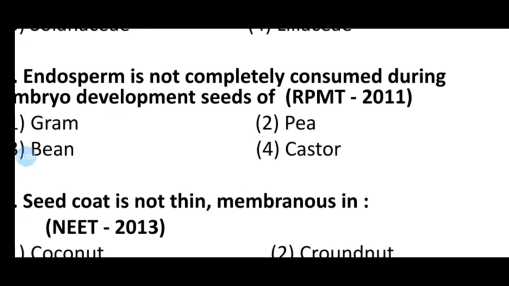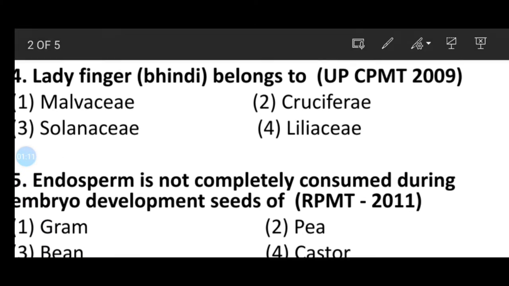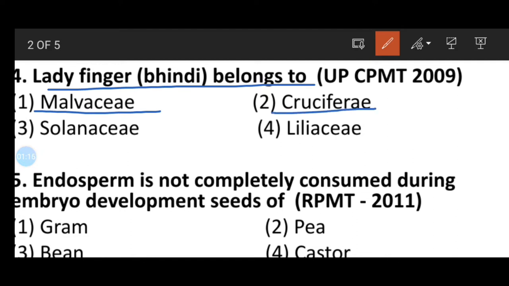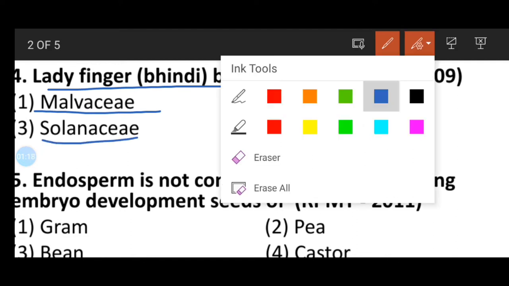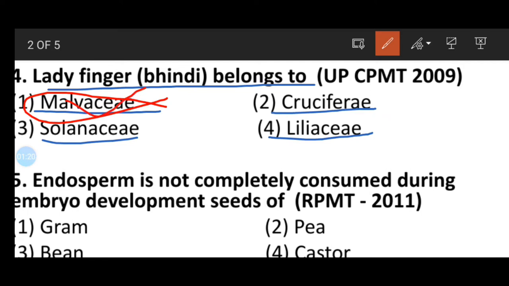Question number 4. Now look at question number 4. Ladyfinger, bhindi, belongs to family: Malvaceae, second Cruciferae, third is Solanaceae, fourth is the Liliaceae. So here the correct answer will be that ladyfinger belongs to the family Malvaceae.